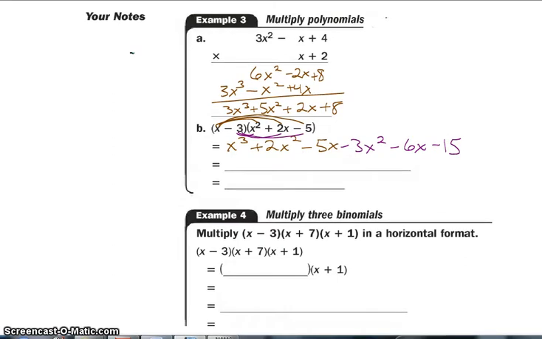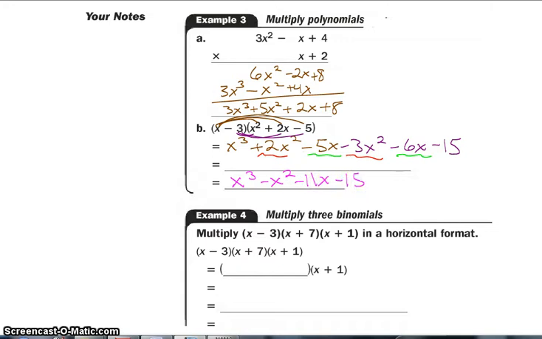but that's totally up to you. So let's look for those common terms. I see I've got multiple x squareds, I've got some x's. So in general, I have x cubed minus x squared minus 11x minus 15.